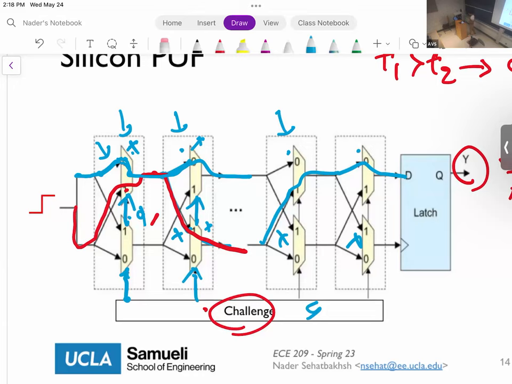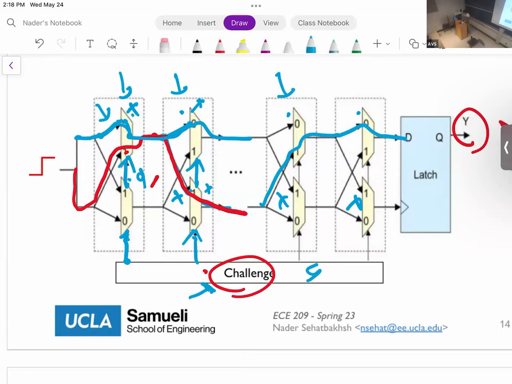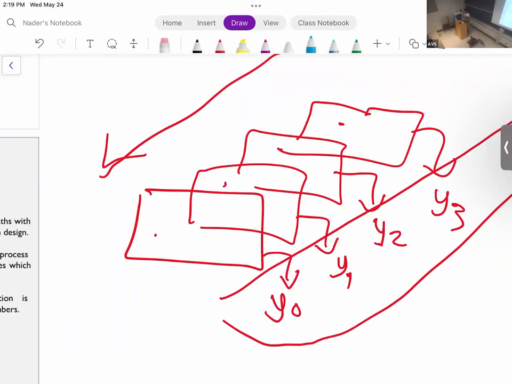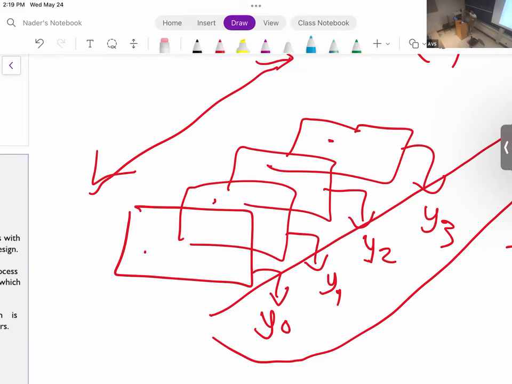So why does this matter? Because when I'm changing the challenge, I'm changing the equivalent path of these two, D and Q. So for some path, this might be faster. For some other path, this might be faster. Going back to replicating this n times, I'm now applying the challenge to this one, and then for each one, a different path would be selected. In other words, by changing the challenge, I'm changing the path, and I'm changing the response. This challenge is basically deciding what response I'm getting, right? So this is making this input dependent as well.